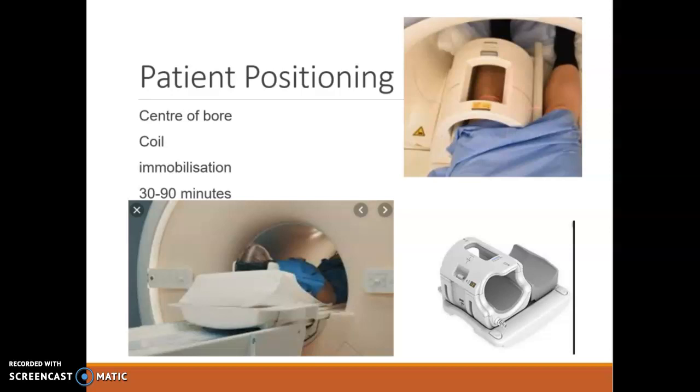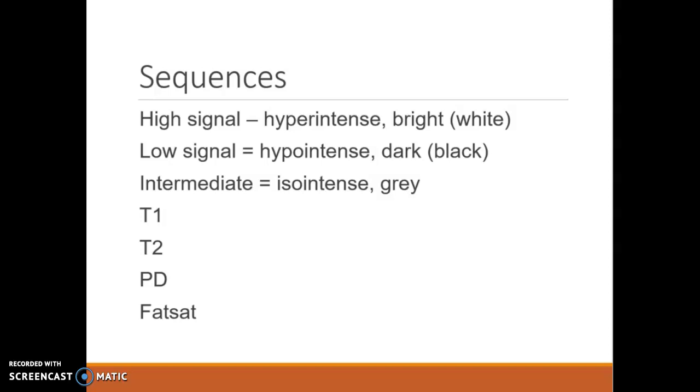So we're going to look at MRI in a little bit more detail here. MRI scanners: the patient is positioned in the centre of the bore, immobilised or the limb is immobilised, and needs to stay as still as possible for around 30 to 90 minutes, depending on what area of the body is being imaged. So there are different sequences.